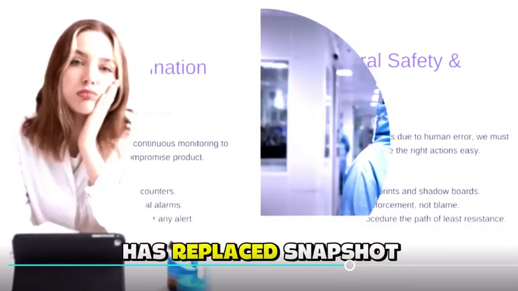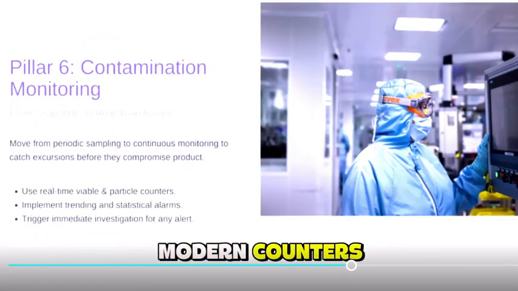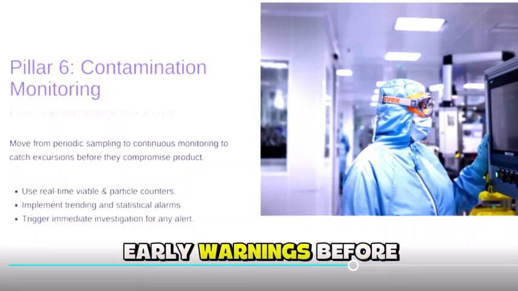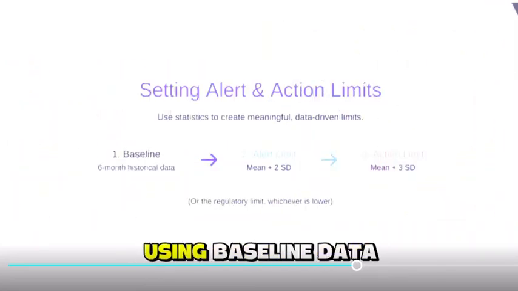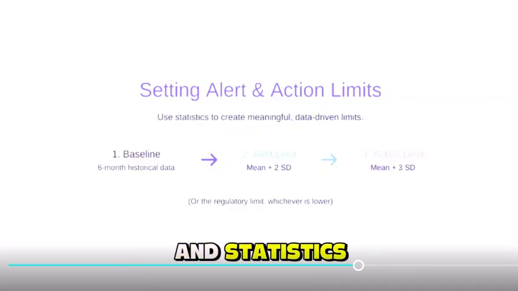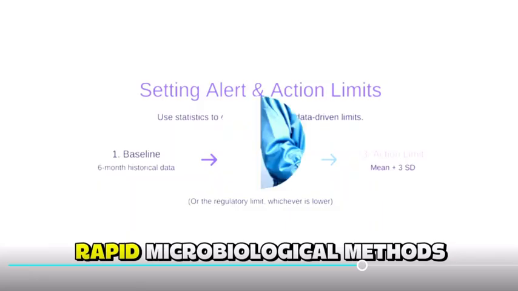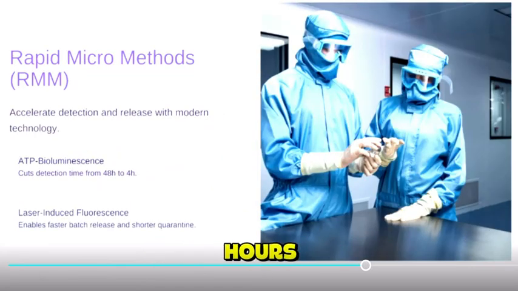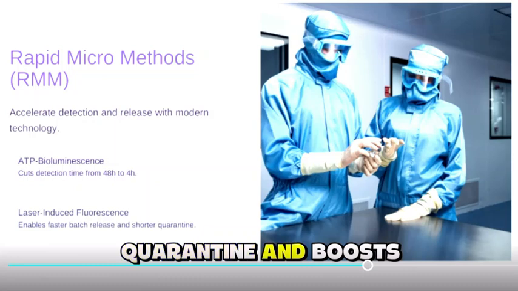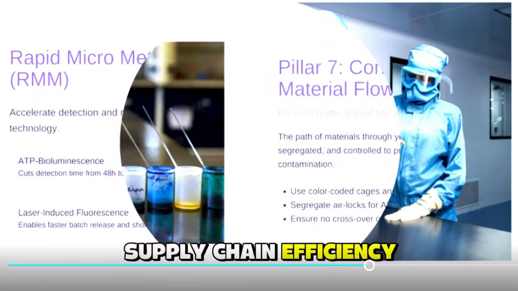Real-time monitoring has replaced snapshot checks. Modern counters and alarms provide early warnings before risks escalate. Alert and action levels are set using baseline data and statistics. This keeps monitoring scientific, not arbitrary. Rapid microbiological methods cut detection times from days to hours. Faster release reduces quarantine and boosts supply chain efficiency.